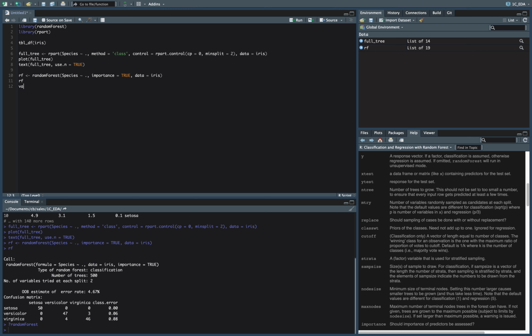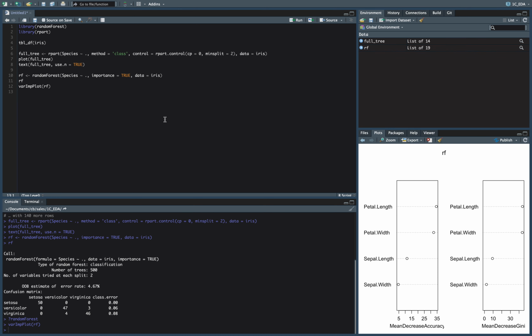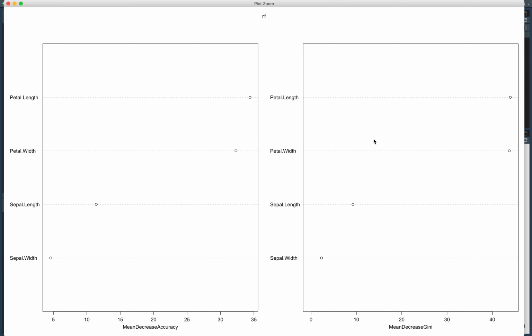Okay, so let's take a look at the varImpPlot. So this is pretty neat here. It actually shows what the most important predictors are in your model. So the most important ones are petal length and petal width. And those are actually pretty significantly higher than sepal length and sepal width.